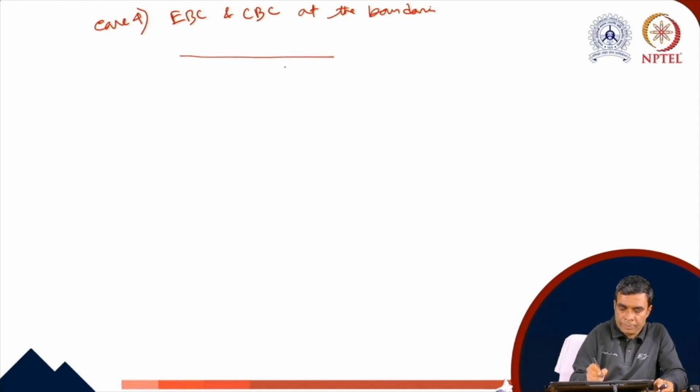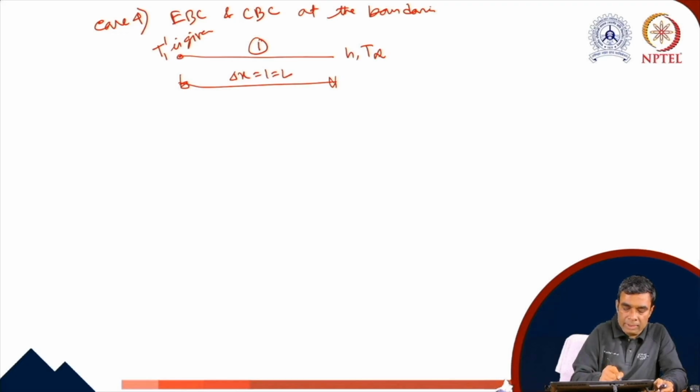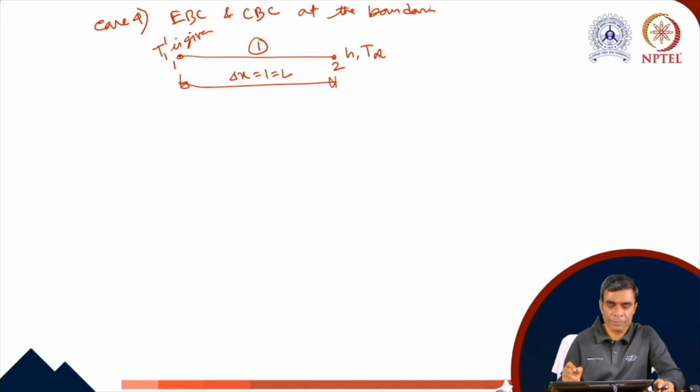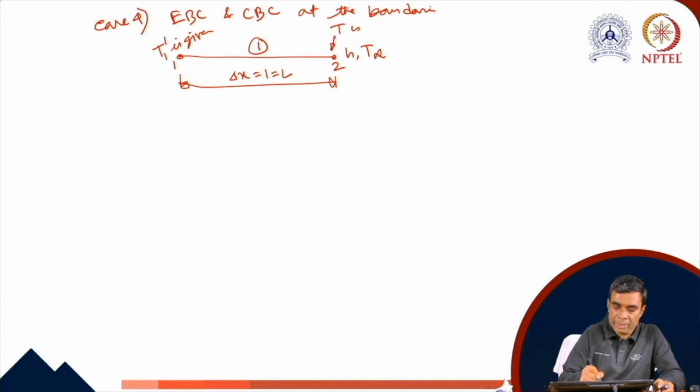If this is the single element, at the left boundary T11 is given. At the right boundary, H and T infinity are given. Here delta X equals L. So this is local node 1, local node 2. They also represent the global nodes 1 and 2. For this case, at the right boundary, temperature is unknown.